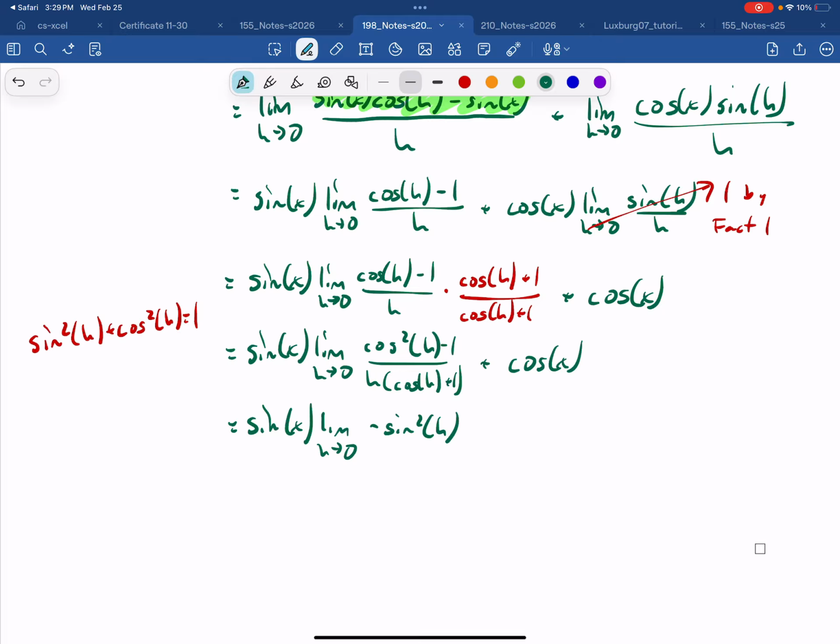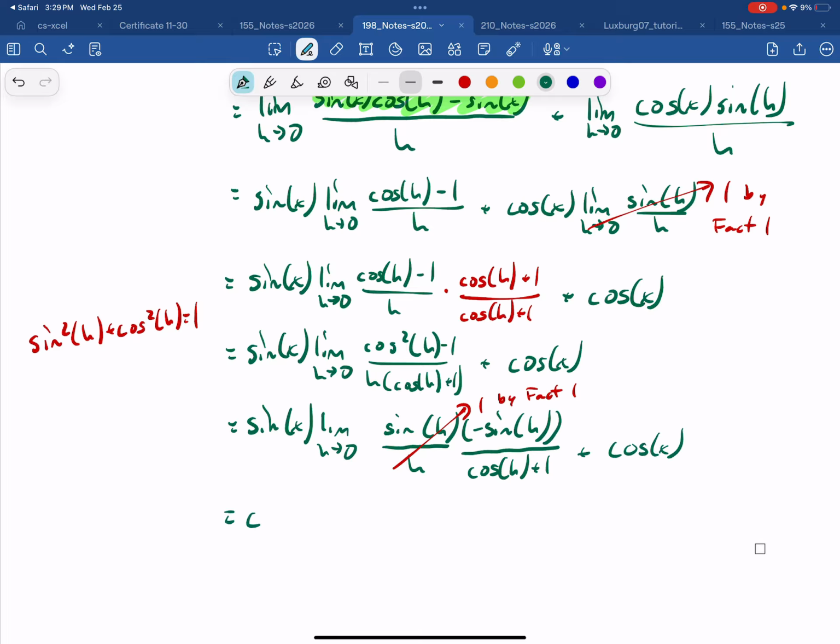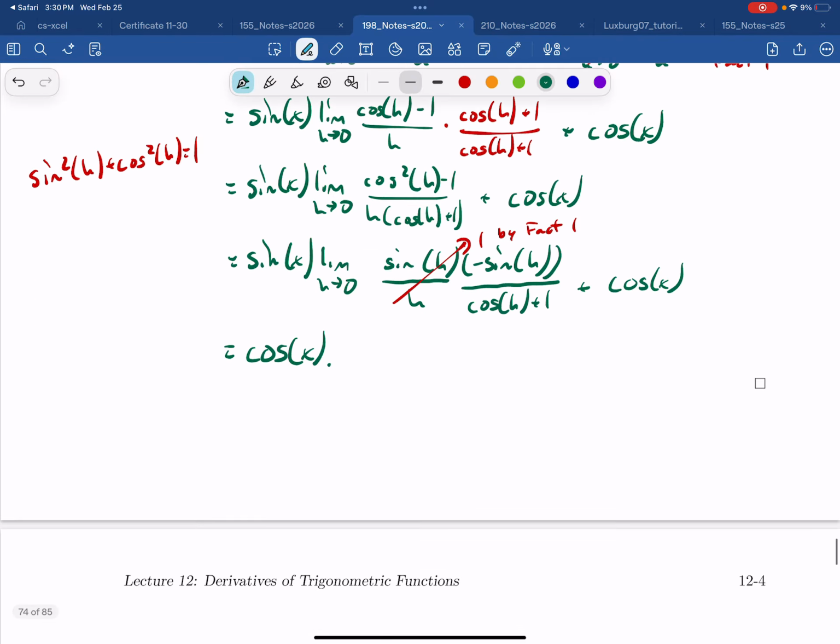And then what we can do is say, well, that's really just sine of h times negative sine of h, divided by h, and then divided by the other factor. I can always split the denominator over multiplication. We know that this goes to 1 by fact 1. And then this just goes to 0, because sine of 0 is 0. And so if we just remember this cosine of h, we wind up getting cosine of x. So that's our derivative. That's how we show it.